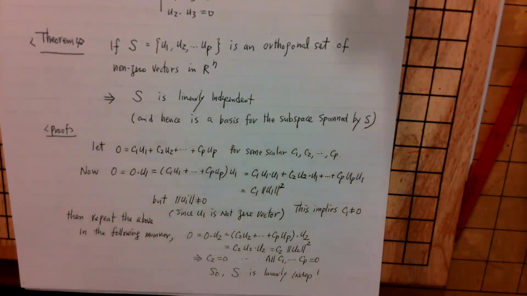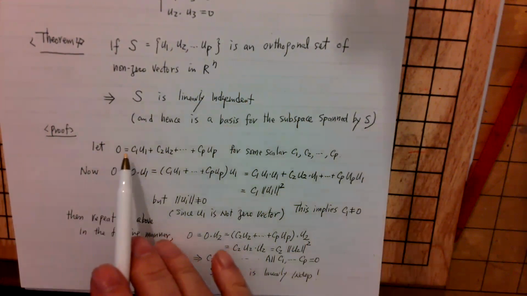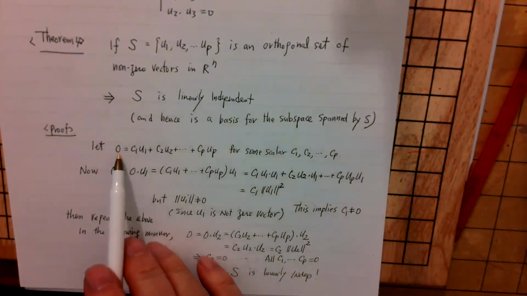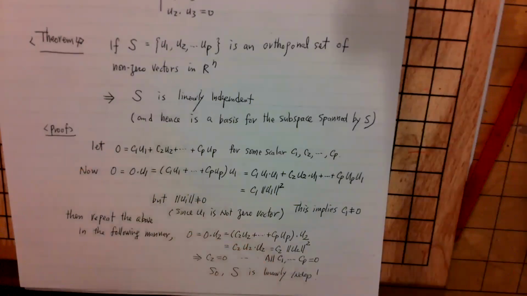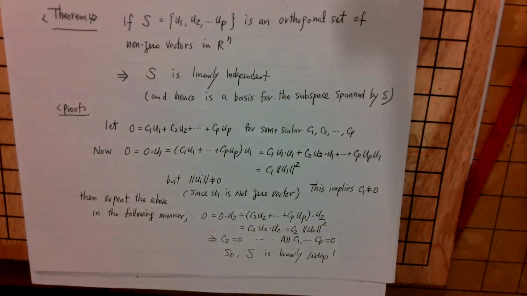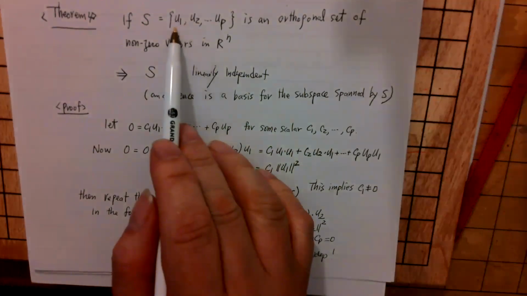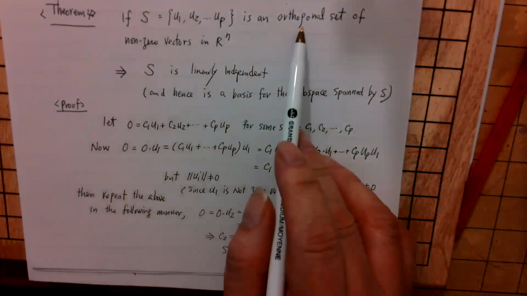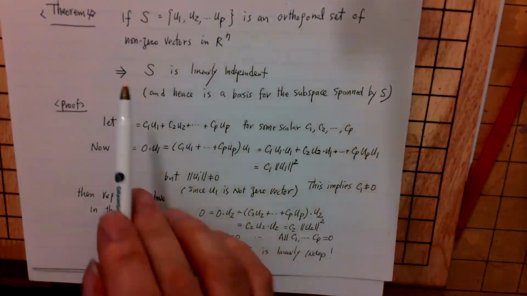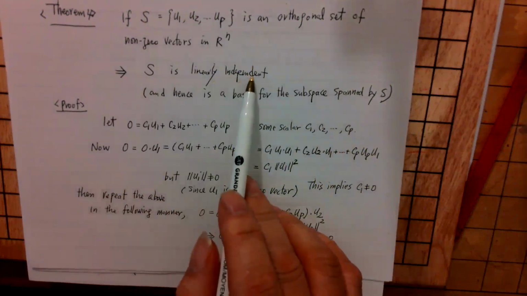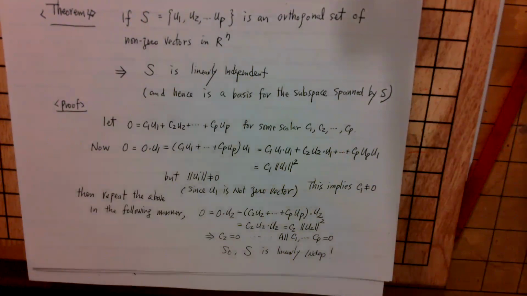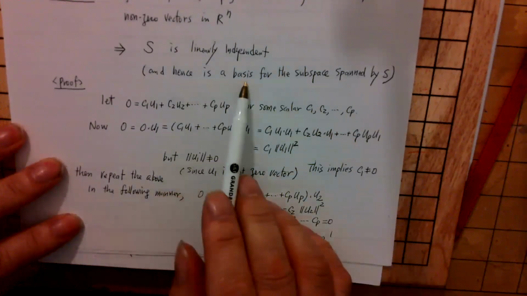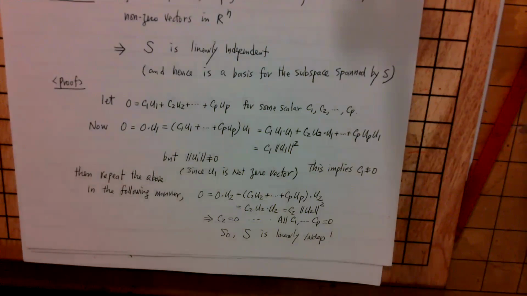Let me stop here for a minute. Theorem 4. If I give you u1 up to up, the set called S, and I tell you S is an orthogonal set, then you can say S is linearly independent in Rn, and hence it is a basis for the subspace spanned by S.